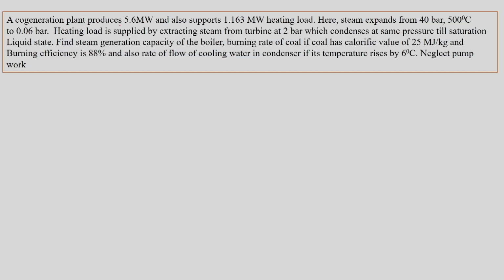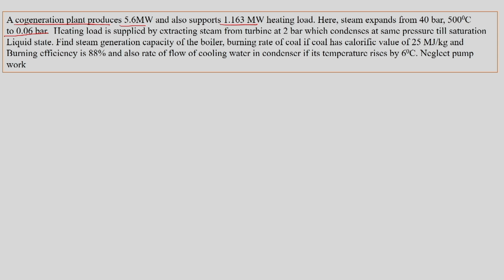So we will go ahead with the next example. This example says that a cogeneration plant produces 5.6 megawatt of work and also supports a 1.163 megawatt heating load. So this is the work produced and this is the heat load. We have to understand that this is a cogeneration plant. Here steam expands from 40 bar and 500 degrees Celsius to 0.06 bar. The heating load is supplied by extracting steam at 2 bar, which condenses at the same pressure to the saturated liquid state.